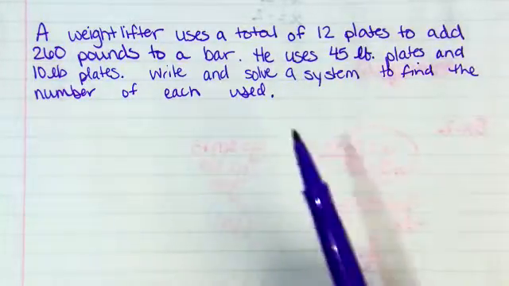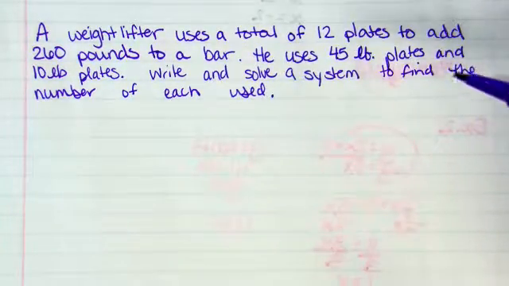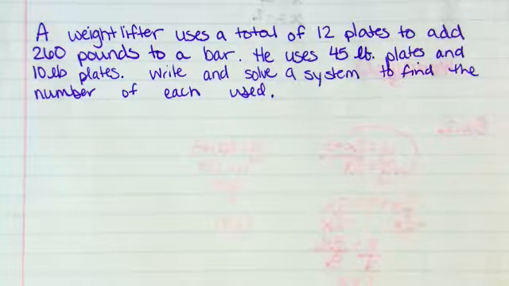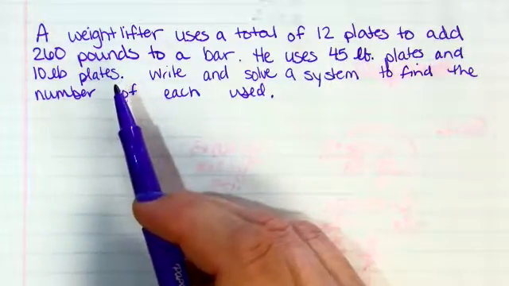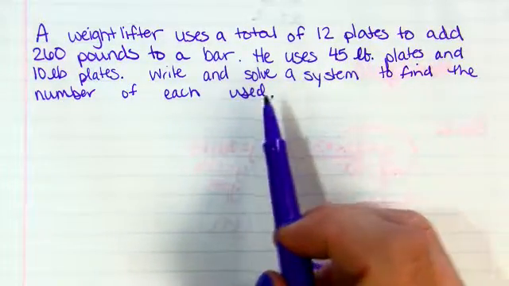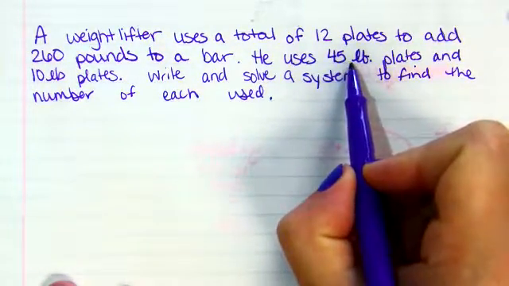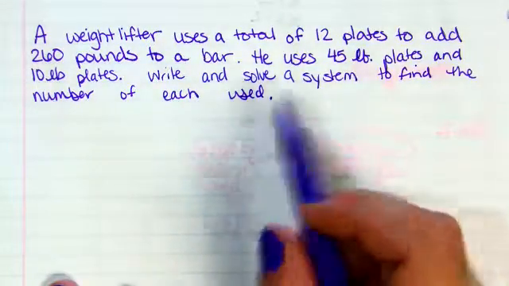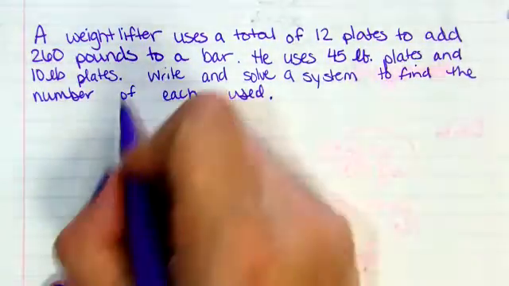Okay, this final problem has us doing a word problem. So a weightlifter uses a total of 12 plates to add 260 pounds to a bar. So if you imagine, a weightlifter, they have their bar and then they put those plates on the end to make it heavier. He uses 45-pound plates and 10-pound plates. We want to write and solve a system to find the number of each used. So we know that we have two different types of plates. One type is 45-pound, one type is 10-pound. We know that altogether he used 12 plates, and the weight is 260 pounds.